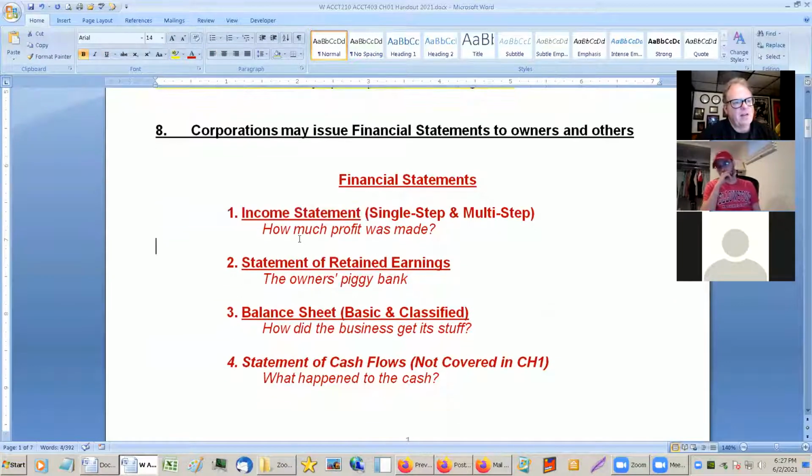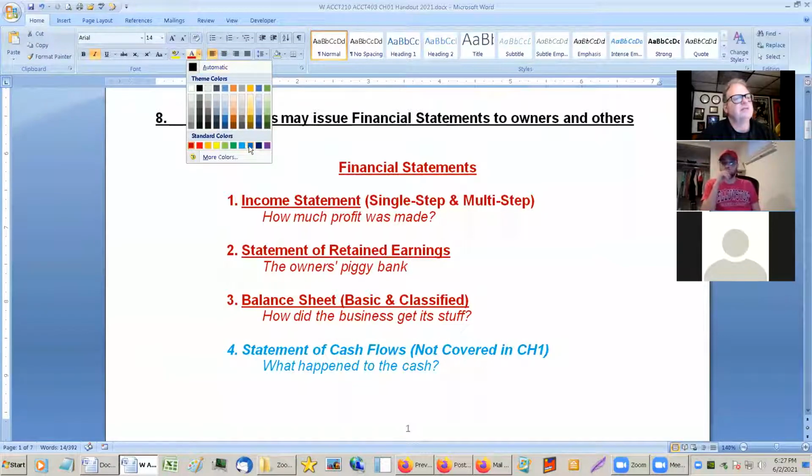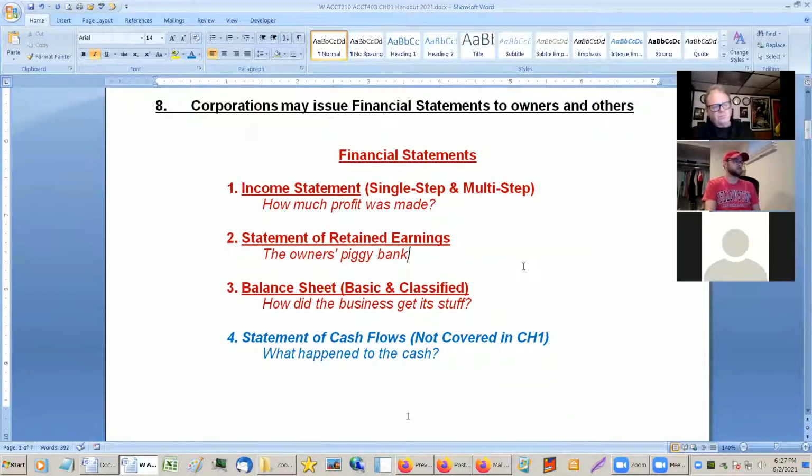And these are the 3 financial statements we're going to look into. There's also this one down here. Let's make it a different color just to highlight that it's different. And I say it's different because we're not going to cover it here.